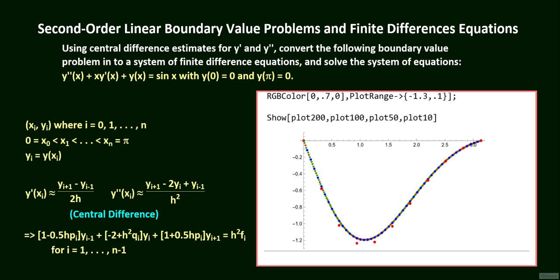As more and more points are added to the graph from n equals 50 to n equals 100 to n equals 200, some of the red points, which are for n equals 10, seem more and more like outliers. It also seems, as a matter of speculation, that the points for n equals 50, 100, and 200 lie close, if not on, the solution to the boundary value problem.